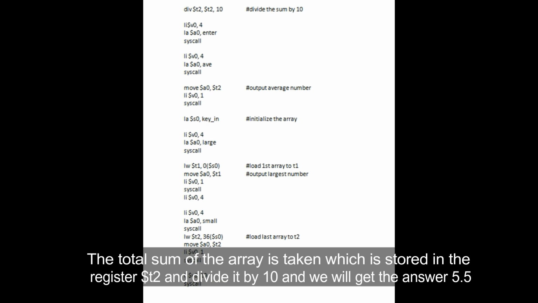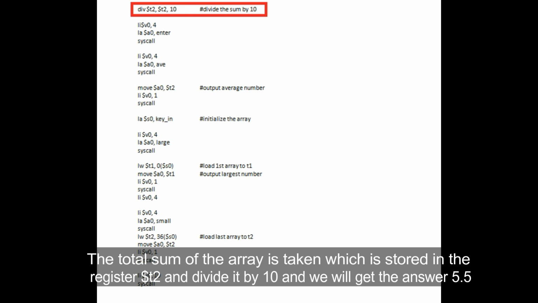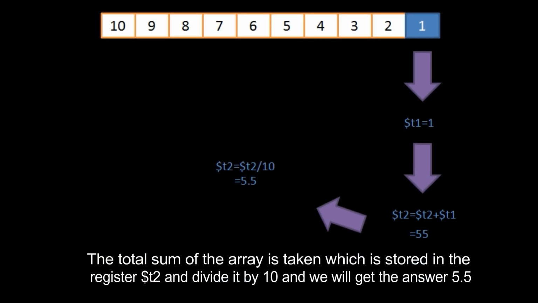The total sum of the array is taken, which is stored in the register, and divided by 10, and we will get the answer 5.5.